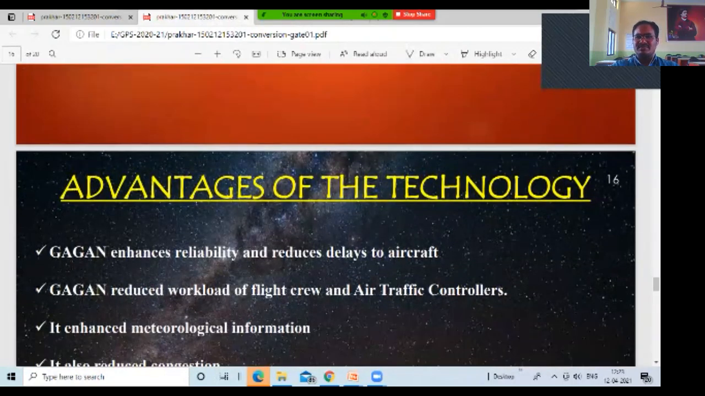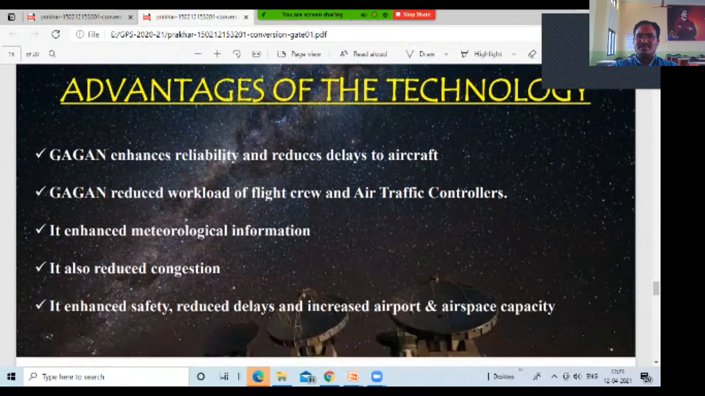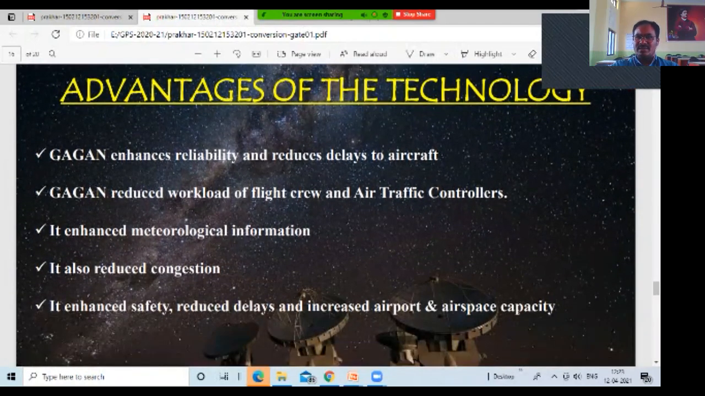And what are the advantages of this? Please remember this. Gagan will enhance the reliability and reduce the delays to the aircraft. Gagan will reduce the workload of the flight crew and air traffic controllers. Flight crew means the personnel present in the aircraft. And it enhances the meteorological information, that is, it has the capacity to study the ionosphere.